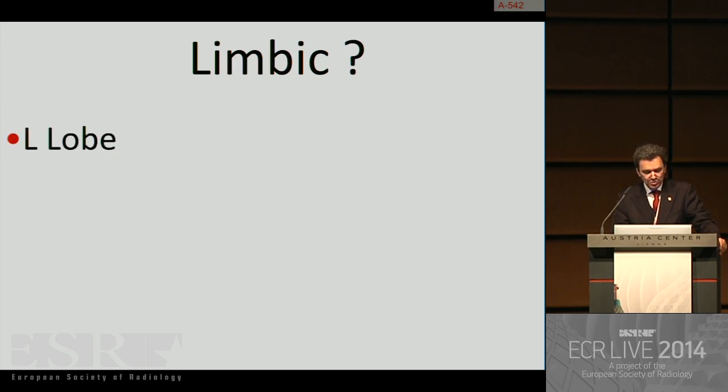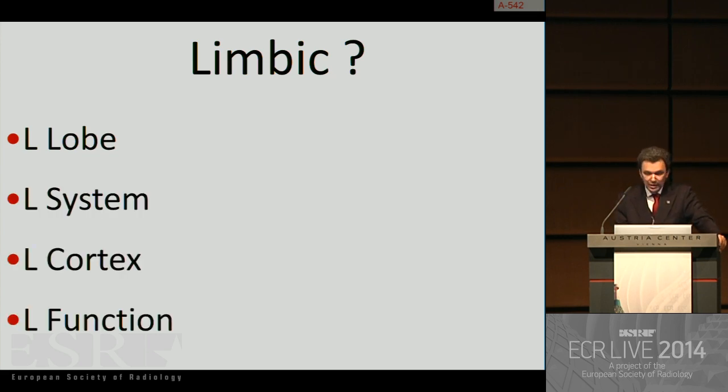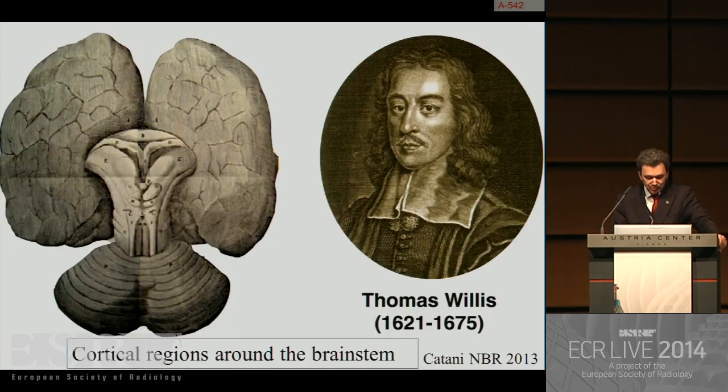The word limbic is used in the context of a limbic lobe, of a limbic system, limbic cortex, and limbic function. What does the word limbic actually mean, and where does that come from? It goes back to Thomas Willis, who first used the word limbic, and by that he meant simply an anatomic description about the cortex which is around the brainstem. No relationship to function or anything, nothing obscure, just a descriptive term, written in Latin, about the part of the brain that is around the brainstem.